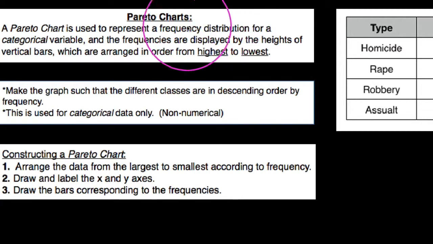First thing I want to mention right here is that a Pareto chart is used to represent a frequency distribution for a categorical variable. When we talk about a categorical variable, we're talking about a variable that has skinny classes. It could be numerical, but typically it's qualitative data. So each class kind of represents its own thing.